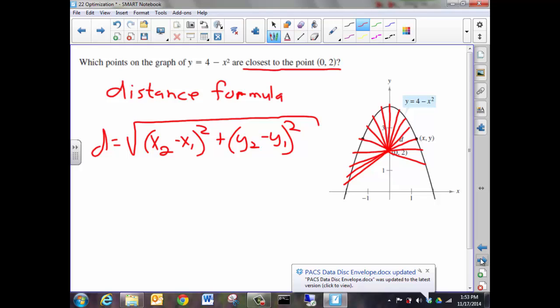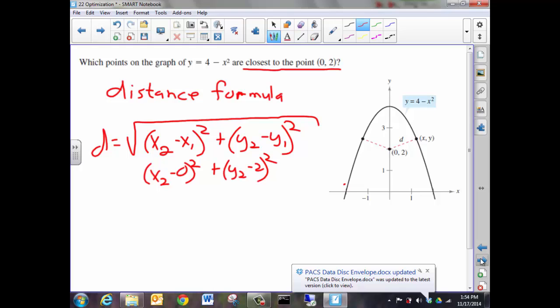Now remember, x1 and x2 and y1 and y2 are points that we're finding here. So what are we going to use for those points? Can anybody tell me what one of those points is going to be? 0, 2. Which one do you want it to be, x1 and y1 or x2 and y2? All right, so this becomes x2 minus 0 squared plus y2 minus 2 squared.